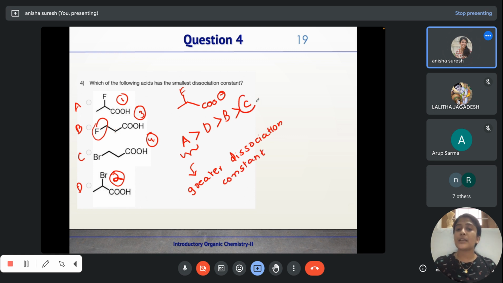And C is the least acidic among the given options, so it will have the smallest dissociation constant. So if we are able to see which is more acidic among the given groups, then we will be able to predict the dissociation constant of the given compounds. You are clear about how I found which acid has the smallest dissociation constant, right? Any doubts?